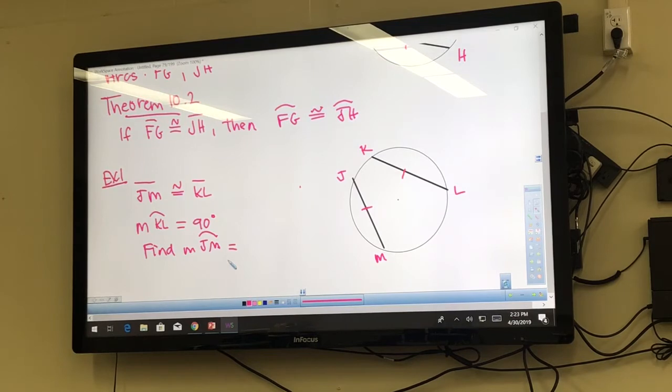The measure of arc KL is equal to 90 degrees. Remember, if the two chords are congruent, then their arcs are also congruent. So if KL is 90 degrees, from K to L, and segment KL is congruent to segment JM, then we know that arc JM is also 90 degrees.